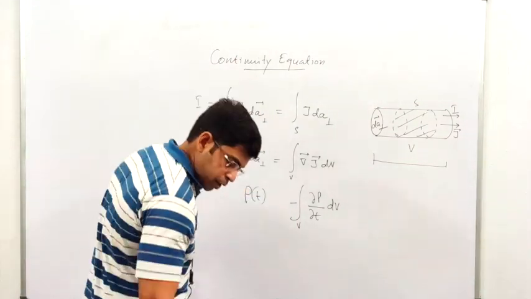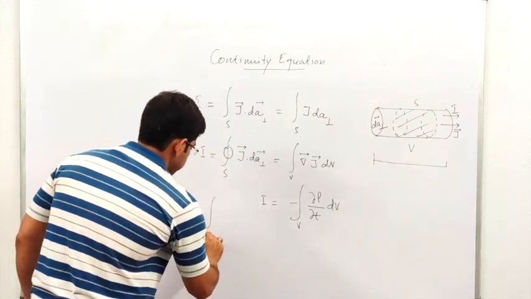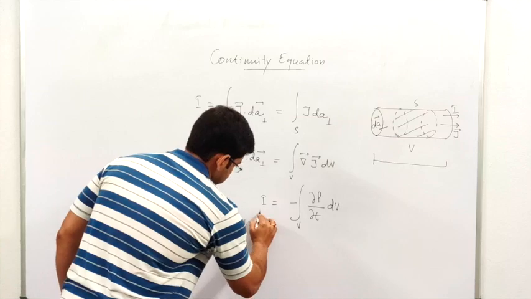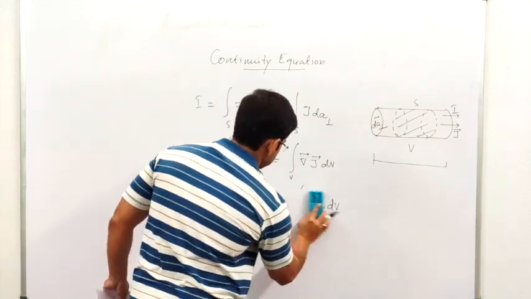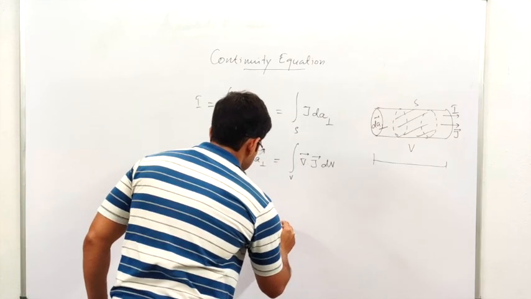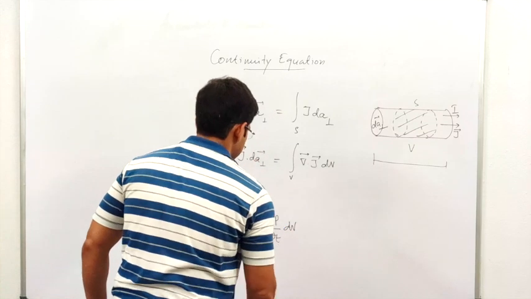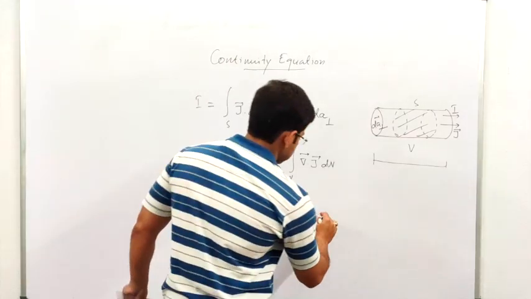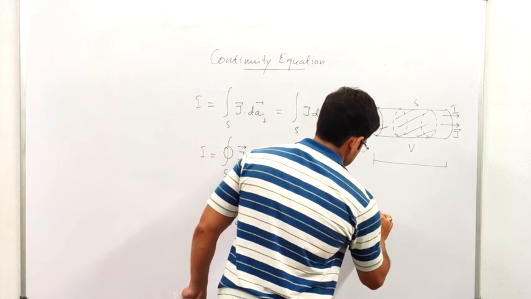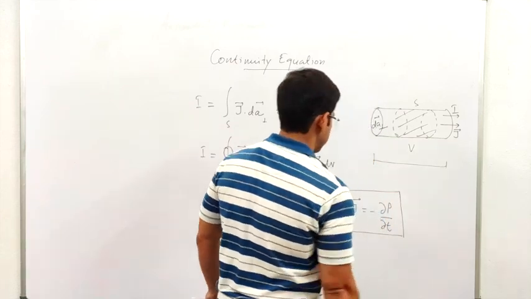So let us equate these two quantities. So we will get the volume integral of divergence J dV equals the volume integral of minus del rho del t dV. Now, as the volume considered is arbitrary, we can equate the integrands. So this is the well-known continuity equation.